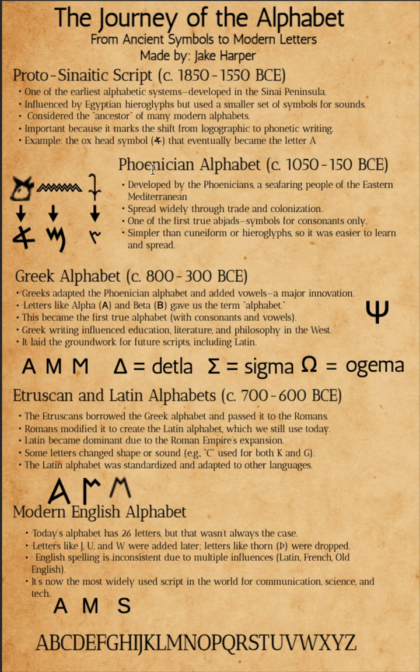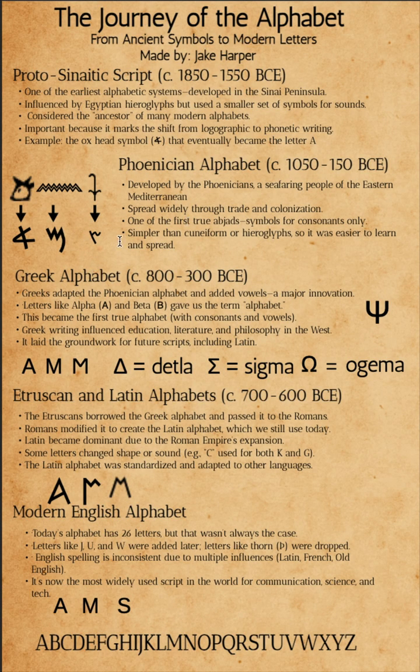So the Phoenician alphabet, from 1050 to 150 BCE, was developed by the Phoenicians, a seafaring people of the Eastern Mediterranean. It was spread widely through trade and colonization. Because of this location in the Mediterranean, it was able to spread very quickly, and everybody in the region, I should say, was able to adapt fairly quickly.